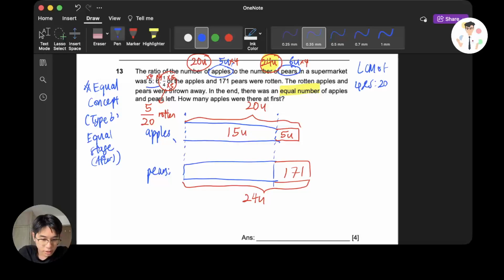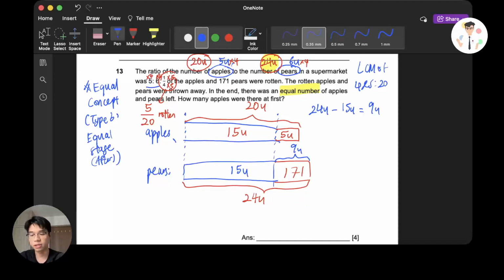Okay, and now what did you see here? From here, what you can try to compare is that this is 24 unit, so I know that this is 15 unit. If this is 24 unit, this is 15 unit. Now can you tell me what is the unit here? 24 unit minus 15 unit, that is actually 9 unit. So this means that this is 9 unit.